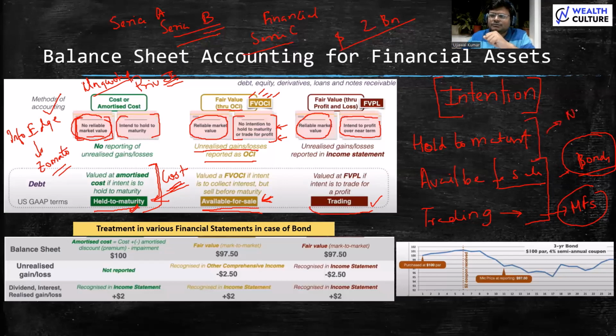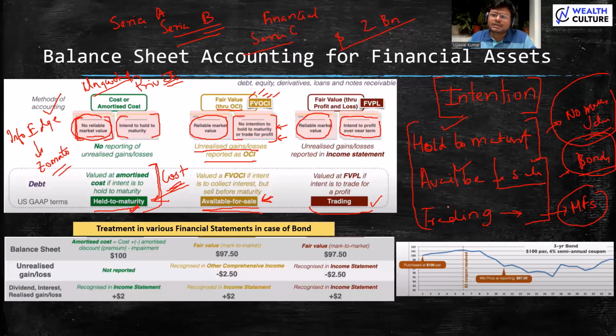There is no market value, right? And you intend to hold it for maturity. So depending upon that, your financial assets can be different types. You could be investing in startups with the intention to hold to maturity, so that accounting will be different. You could be investing in bonds with the intention to sell, not just today, but at some point of time, it is available for sale.